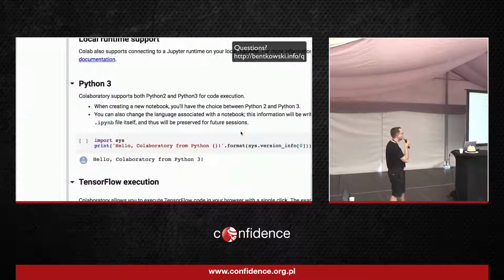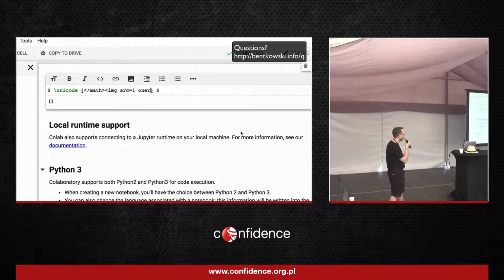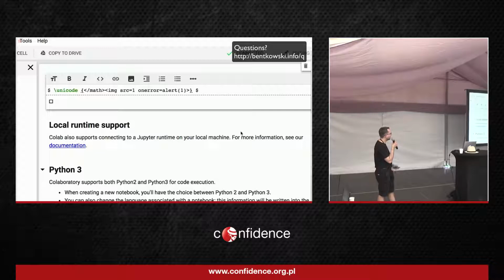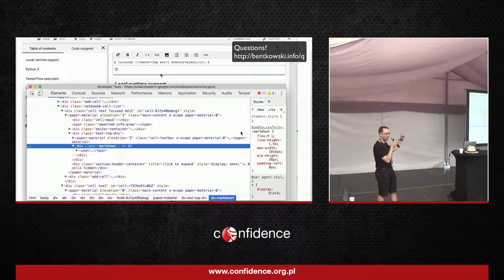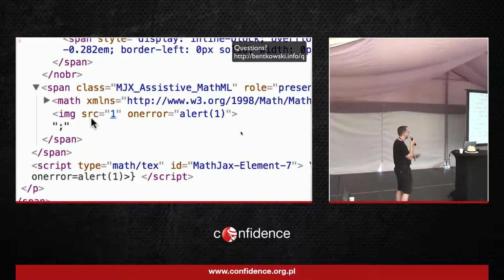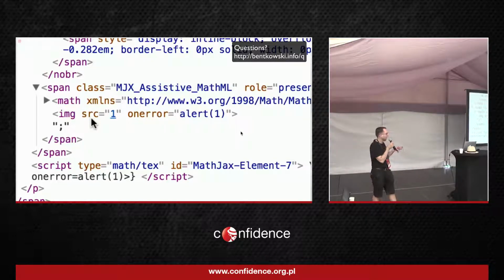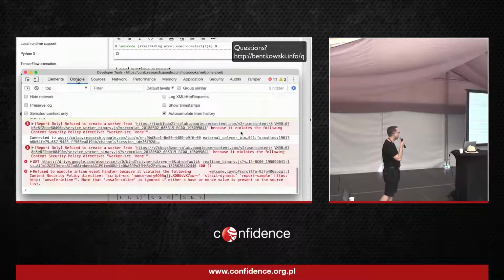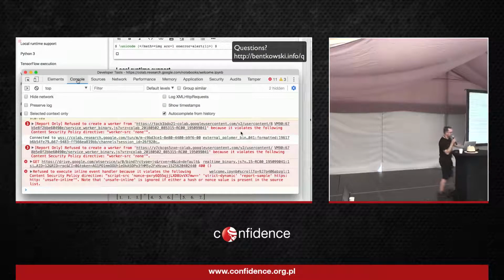Let's try with a very simple XSS payload, img onerror equals alert(1), and nothing happens, no alert over here. Let's have a look at the DOM tree, and the element is in the DOM tree, so the onerror is not cut over here. So it should work. I was confused for a while. I wasn't sure what was going on over here until I had a look at the JavaScript console. And here we can see an error from content security policy.